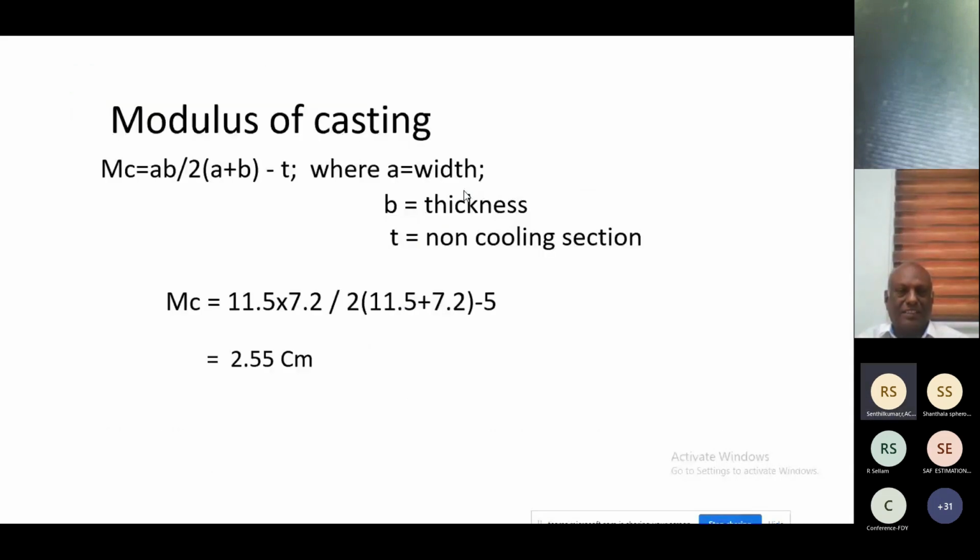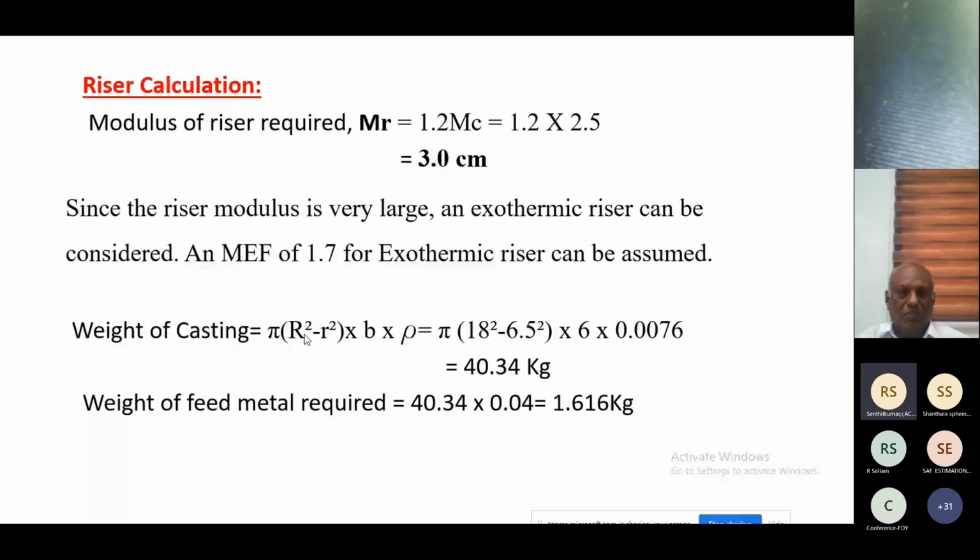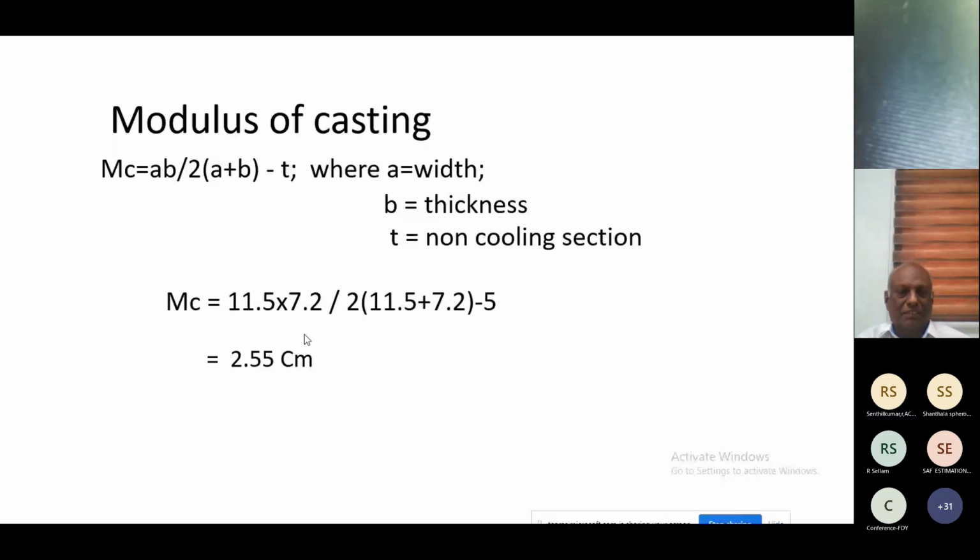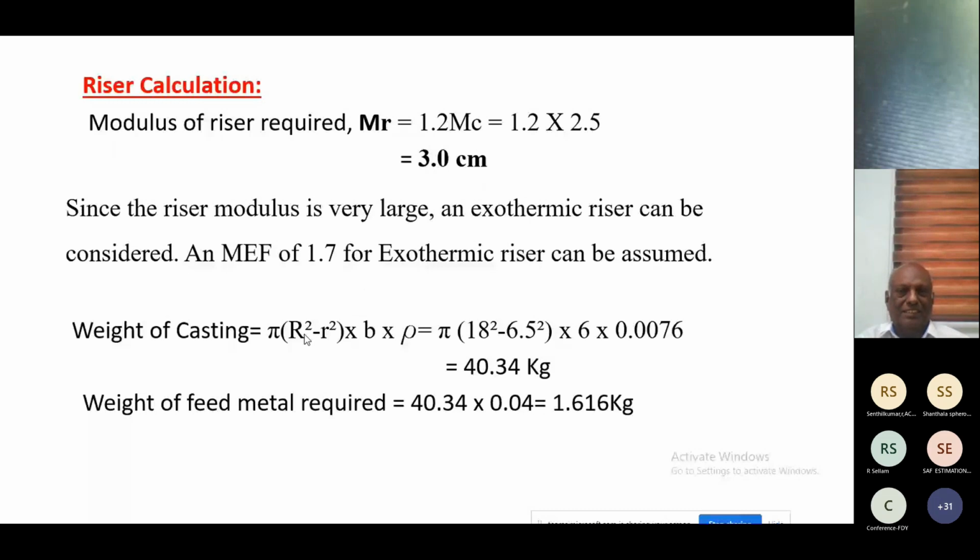MC, modulus of the casting, is equal to, substituting all the values, we get 2.55 centimeter. Now riser calculation. For this MC of 2.55, the modulus of riser should be 1.2 times the modulus of the casting. MR is equal to 1.2 into MC, which is 3 centimeter.